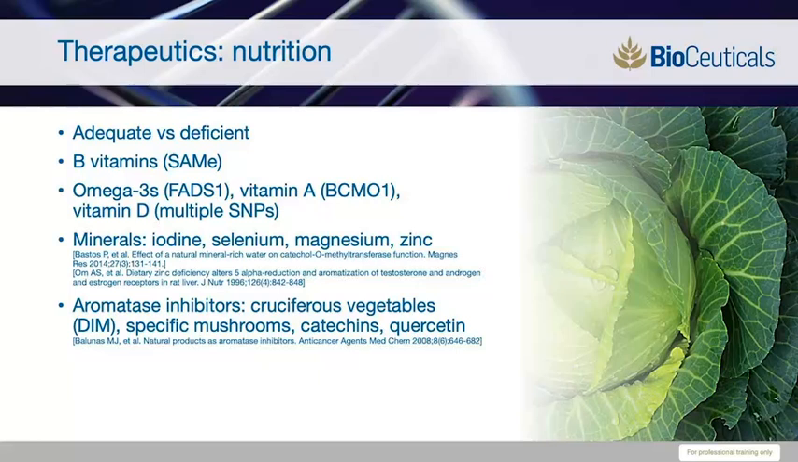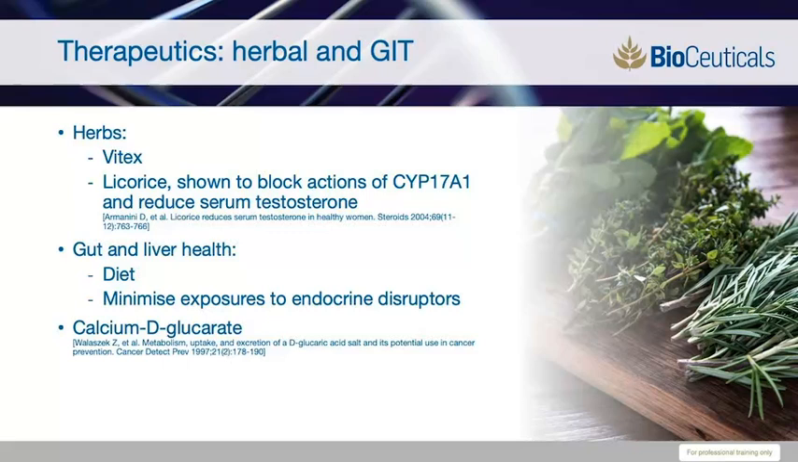Specific mushrooms, catechins and quercetin. And the reference I've got there has actually got lists of aromatase inhibitors, and it's a review and it puts all that information there for you together. When it comes to herbs, even though I'm not a herbalist or a naturopath, I do use Vitex, so Chaste Tree. We know that can help with balancing progesterone and estrogen.